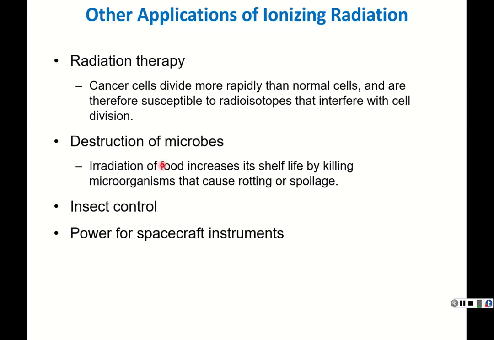Okay. You can destroy microbes with it. You can sterilize things with it. So food: sterilization of food by using ionizing radiation will increase its shelf life, and that kills the microorganisms like the bacteria and fungi on it that cause rotting and spoilage. It can be used for insect control. I've never really heard exactly how that works, but according to the book, it's done.